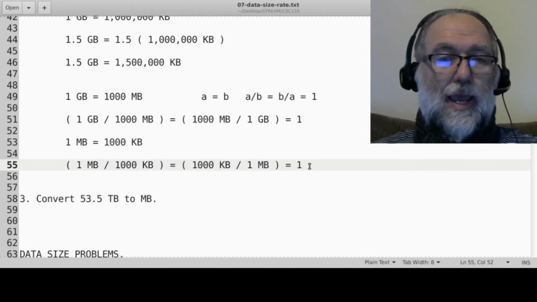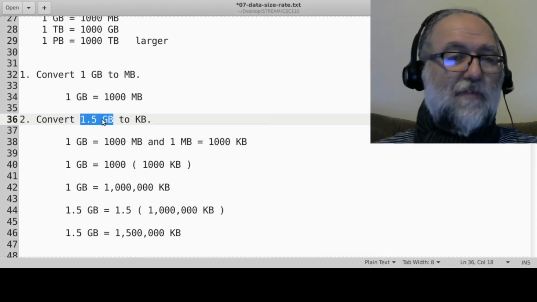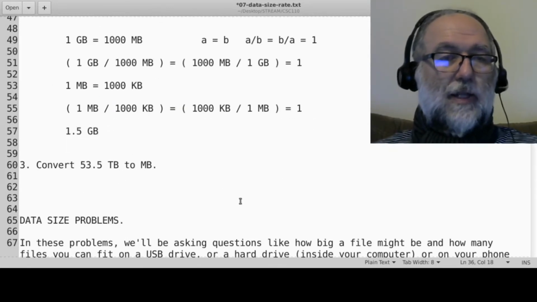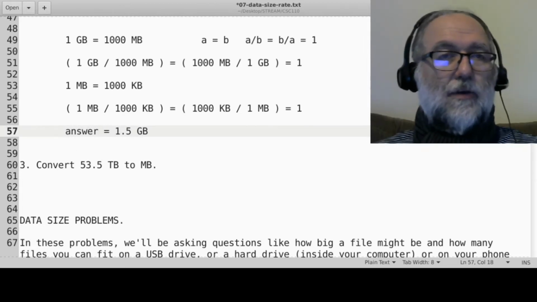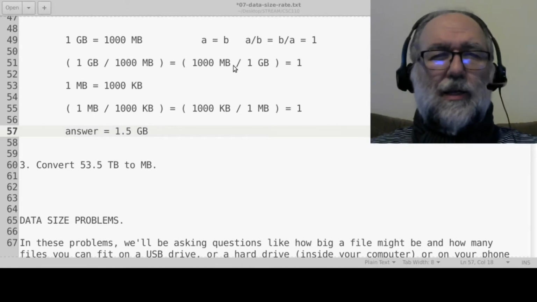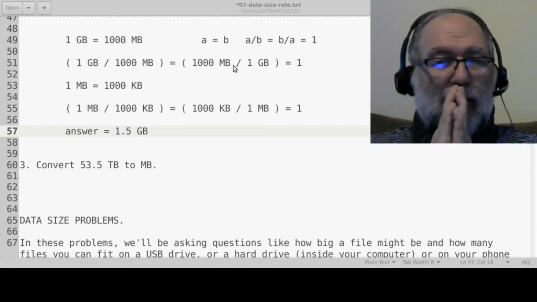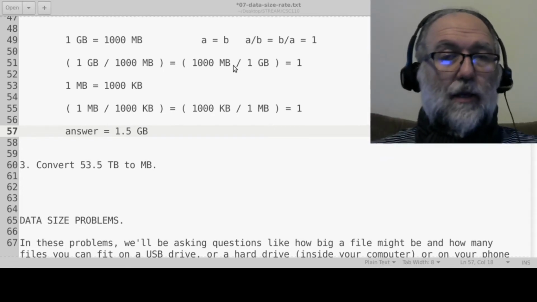Now take a look at what we're trying to convert. We're trying to convert 1.5 gigabytes to kilobytes. So let's start with that number right there. We can even say that our answer is equal to that. Well, that's not quite the answer, but at least in value it's equal to that. And now you say to yourself, but I don't want gigabytes. I want to eliminate the gigabytes.